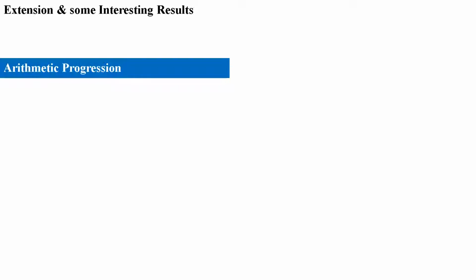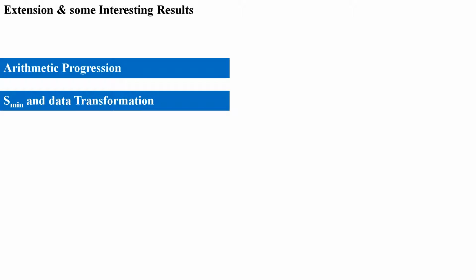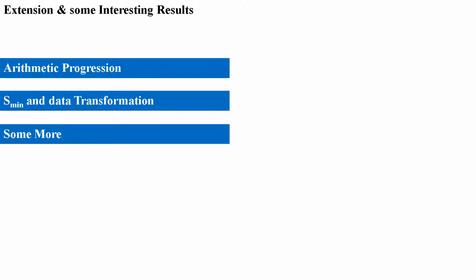Okay, this is the next task, in which we have some other interesting extension results for this, but we will introduce them in our next presentation. One of them is on arithmetic progression. It means the sum of minimum, or the minimum sum, then arithmetic progression, then data transformation, and some more.